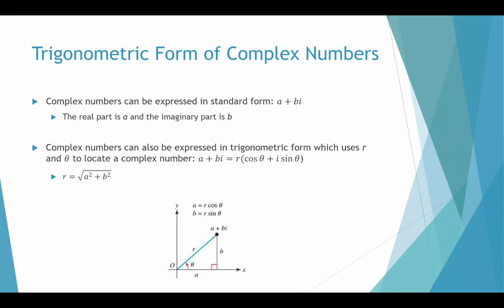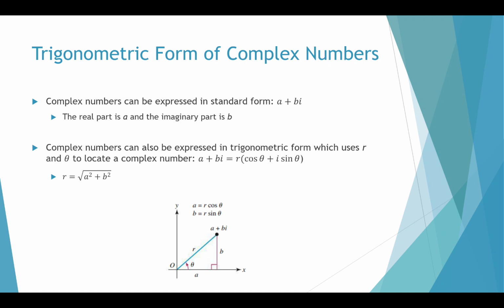All right, trigonometric form of complex numbers. Why is this coming up here when we're talking about exponents? Well, let's see if we can make some sense. We're also talking about roots, and that's the biggest reason. Complex numbers can be expressed in the standard form of a plus bi. The real part is a, the imaginary part is the bi, right? So b's still real, it's that extra piece.